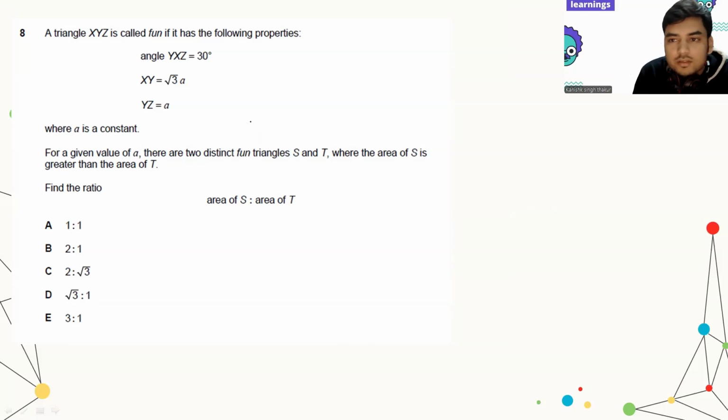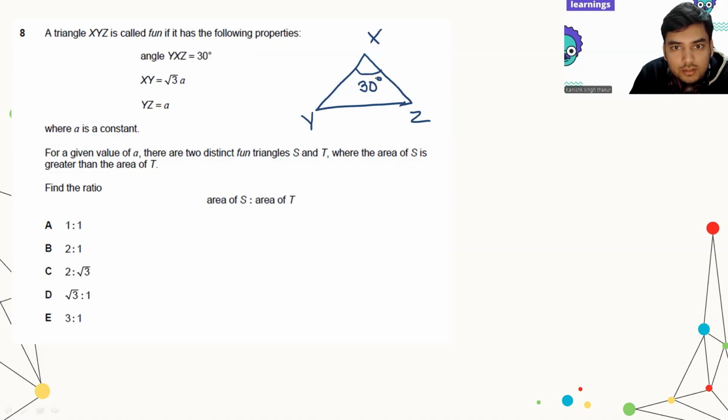So let's go ahead and try to do this question. A triangle XYZ, let me make a triangle XYZ. Whenever it is a geometry question, please try to make a figure, right? A triangle XYZ is called fun if it has the following property. Angle YXZ is 30 degrees, XY is root 3a, and YZ is a, where a is a constant.